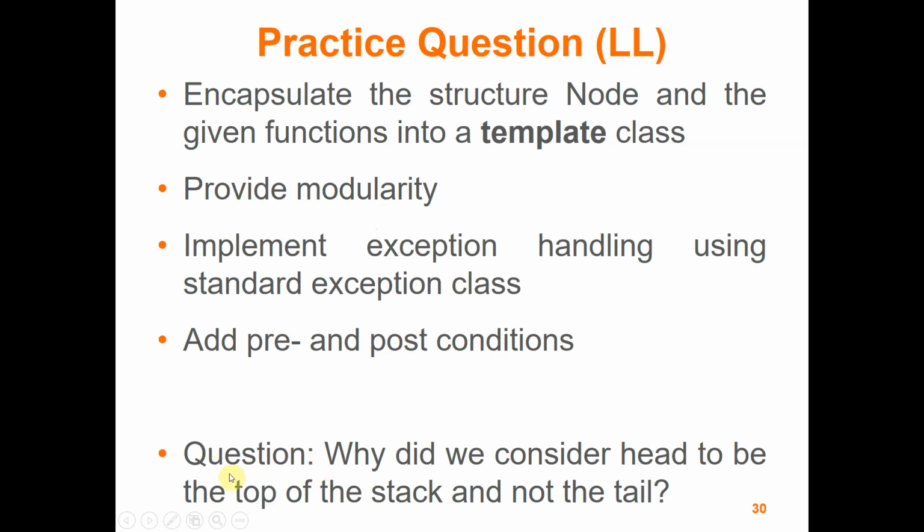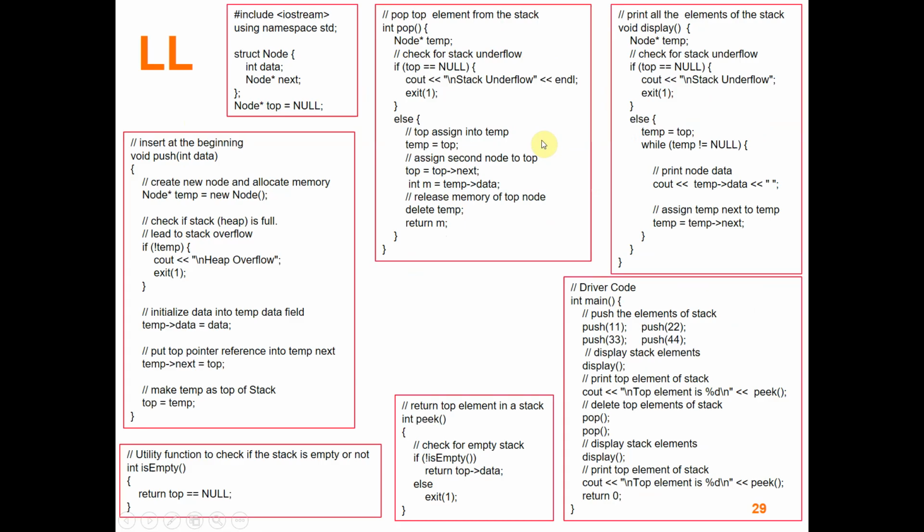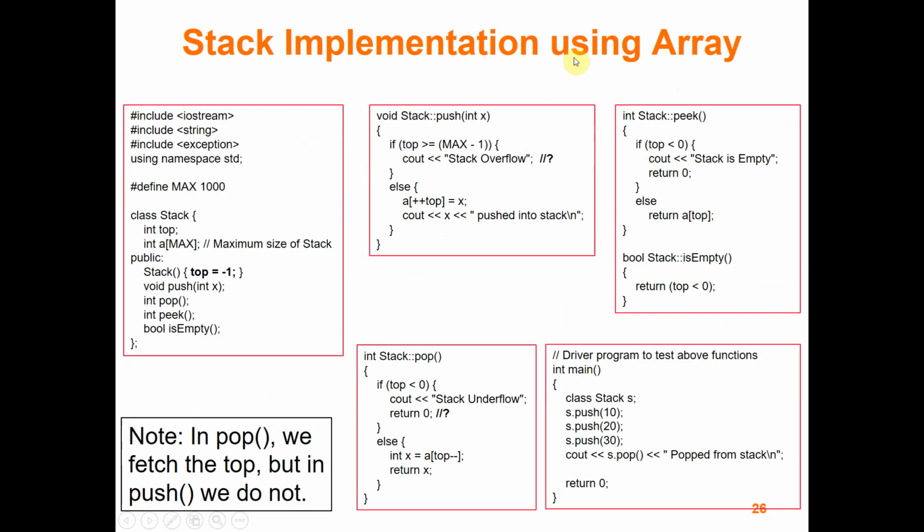Okay, and we already answered this question: why did we consider head to be the top of the stack and not the tail? So the advantage of the linked list implementation is that, if you remember, in the array implementation, we have an array of size 1000. Are we going to use all of this? Probably not. So there's some unused memory space. And what if we want to go over 1000? Then it's not possible using a static array, so we have to do a dynamic array.